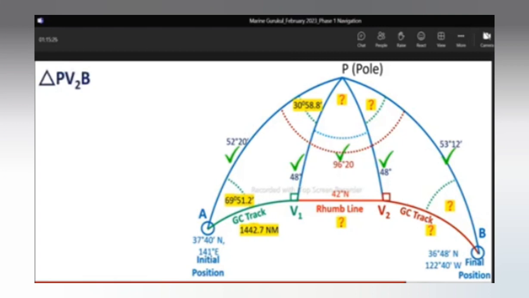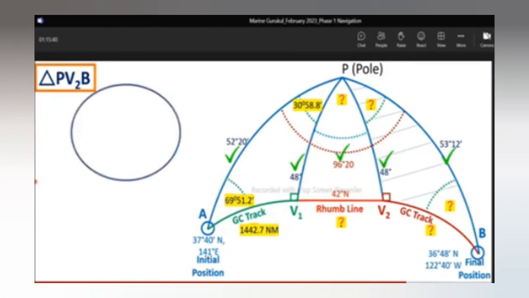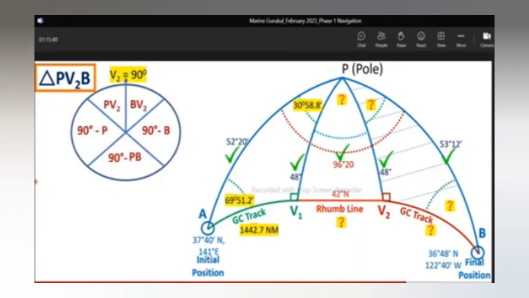We can solve the triangle PV2B to find the missing parts therein. The triangle is shaded, so this is the triangle in question. We first make the cartwheel for the right-angled triangle, right angled at V2. So this is the cartwheel with V2 being 90 and other parts being filled in the cartwheel clockwise from V2. Now we identify the known parts. Known parts are PV2 and PB. Other three can be calculated, so we have question marks there.